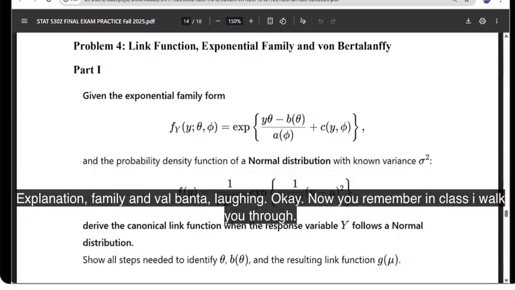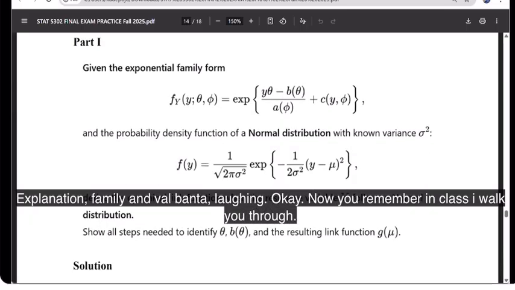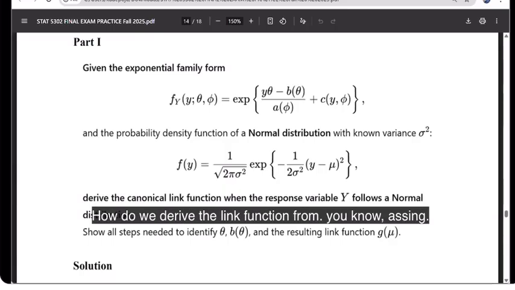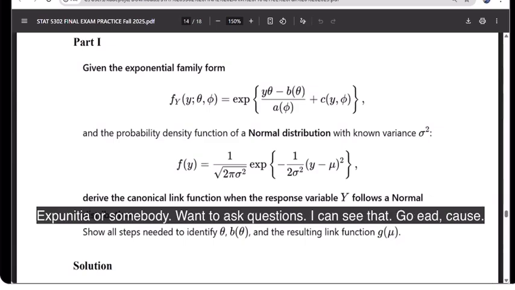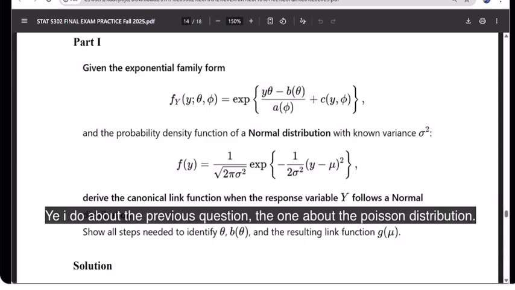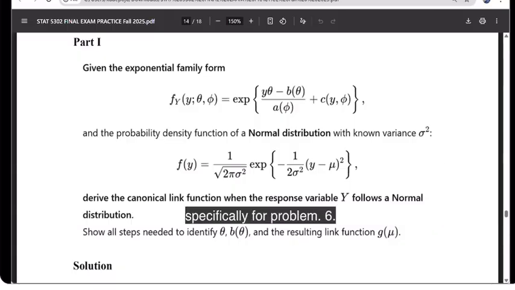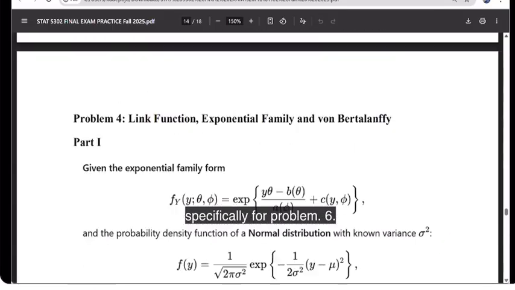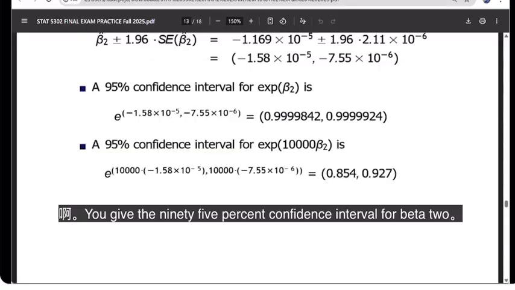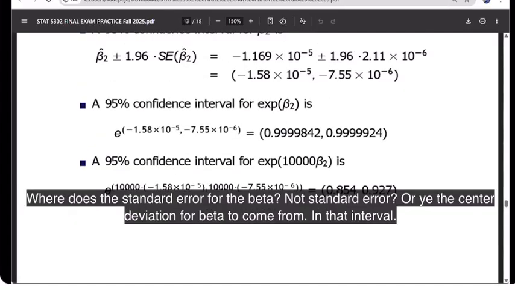Now you remember in class I walked you through how we derive the link function from assuming an exponential family. Oh, somebody wants to ask a question? Go ahead. About the previous question, the one about the Poisson distribution, specifically problem 6, you give the 95% confidence interval for beta 2. Where does the standard error for beta 2 come from in that interval?